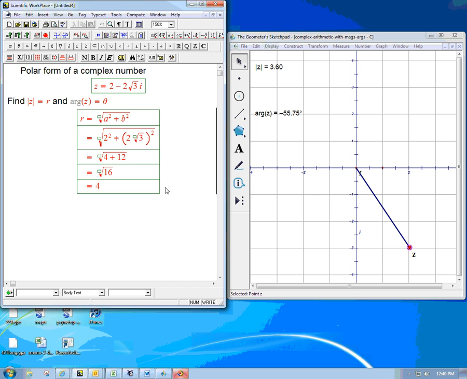And what about the argument? Well, that's a little trickier. We look at the tangent of theta, and that's always b over a. That's equal to minus 2 root 3 over 2, which is minus root 3. Then we really need the arctangent, the inverse tangent of that. We actually know this value as a value of tangent. This is where it's really nice to have those values of tangent memorized separately. If you're always doing them as sine over cosine, you're not going to recognize this very well.